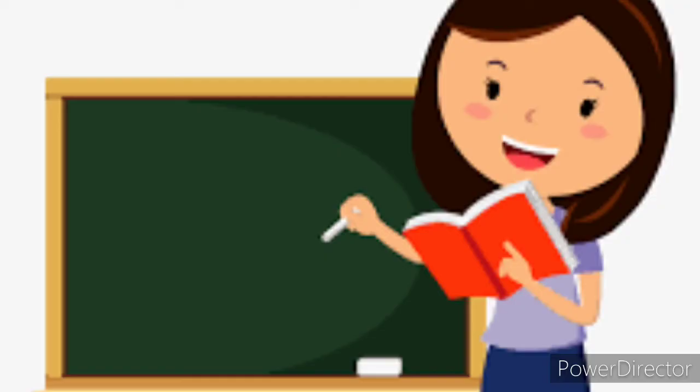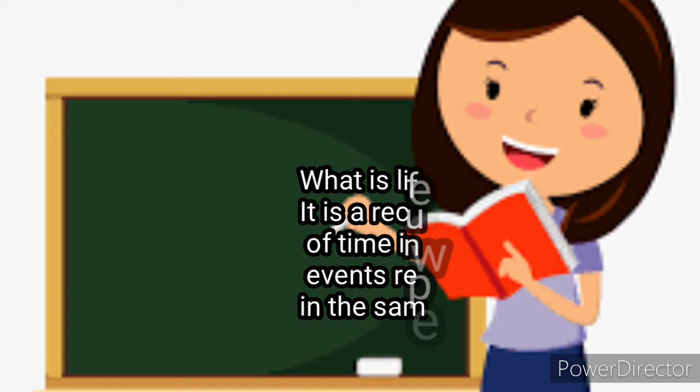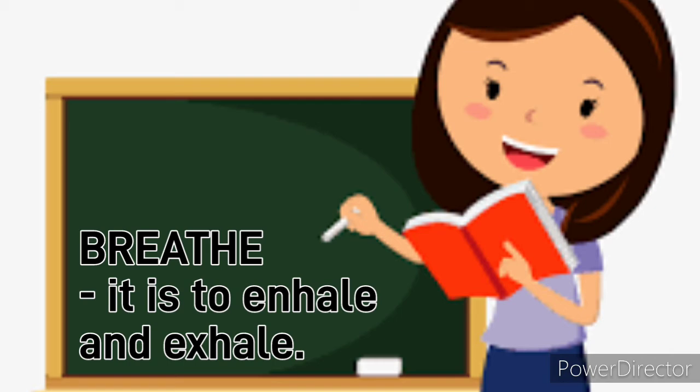All right, but before that, let us first familiarize the words that you may encounter in this story. First, life cycle. What is life cycle? Okay, life cycle is a recurring period of time in which certain events repeat themselves in the same order. Second, fertilize. Fertilize is to render an egg capable of development through union with sperm. And the third one is breathe. Breathe is to inhale and to exhale.